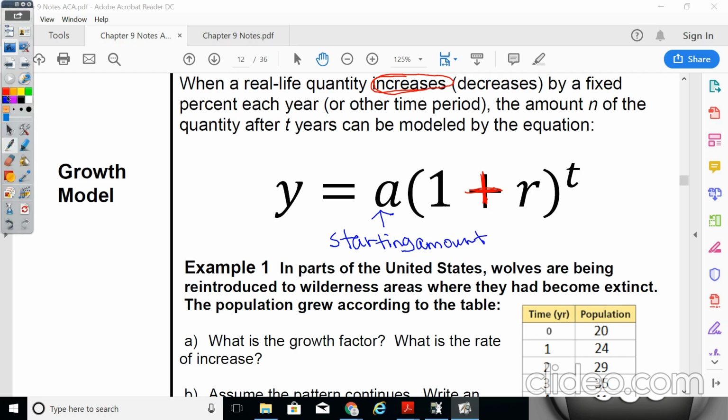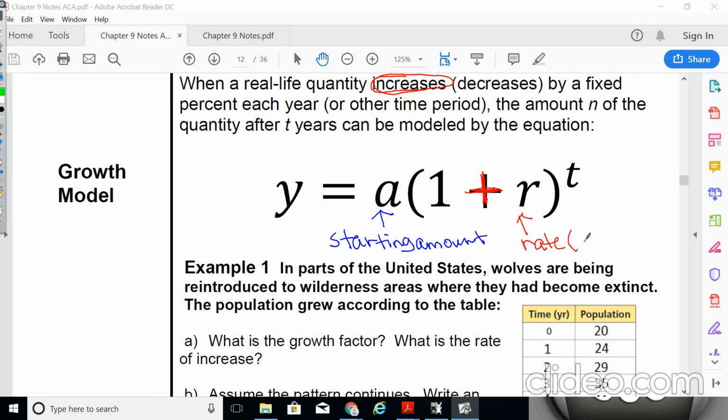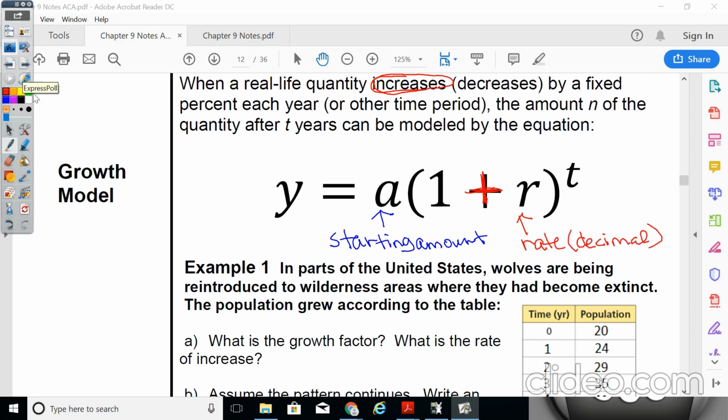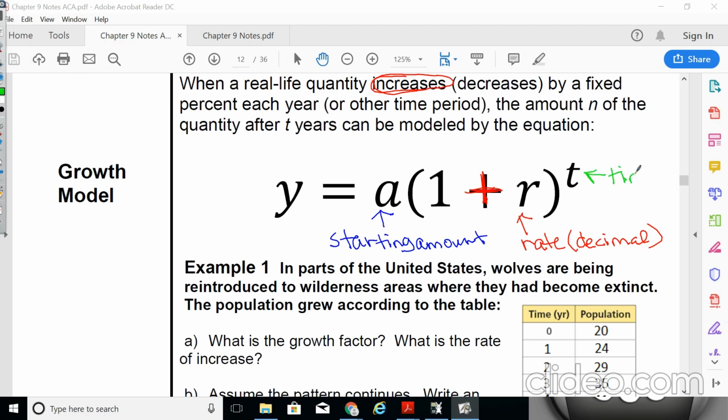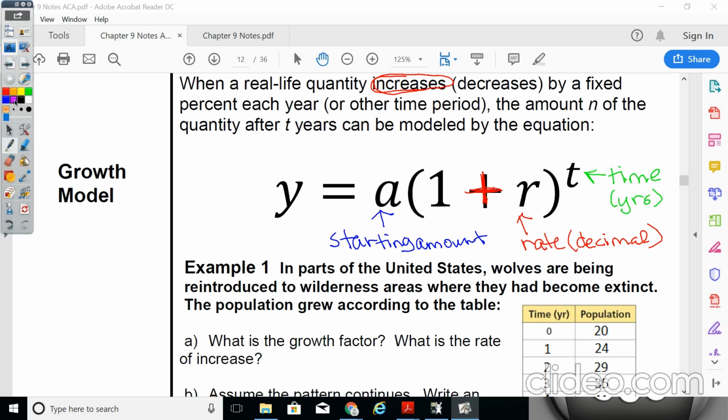The R here is your rate. And usually the rate is given as a percent, but you need to change it to a decimal. Time is usually in years. So T right here is your time, your exponent. Usually it's in years, but it can have some other time period.